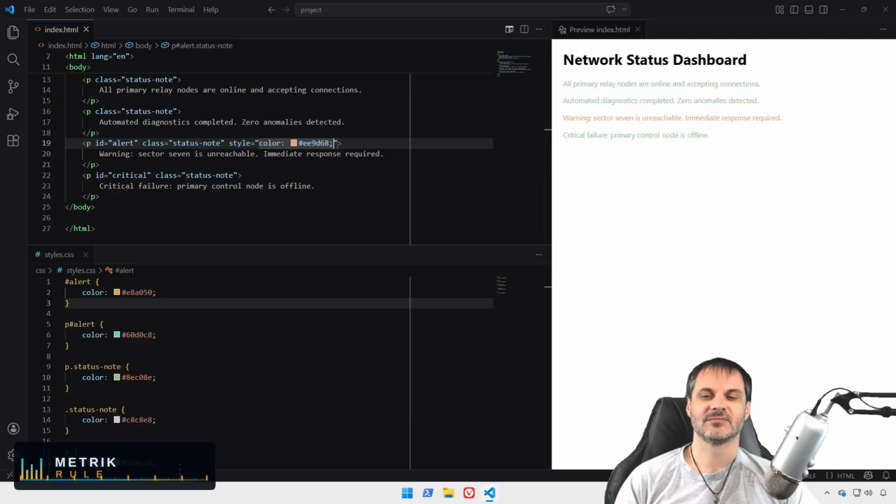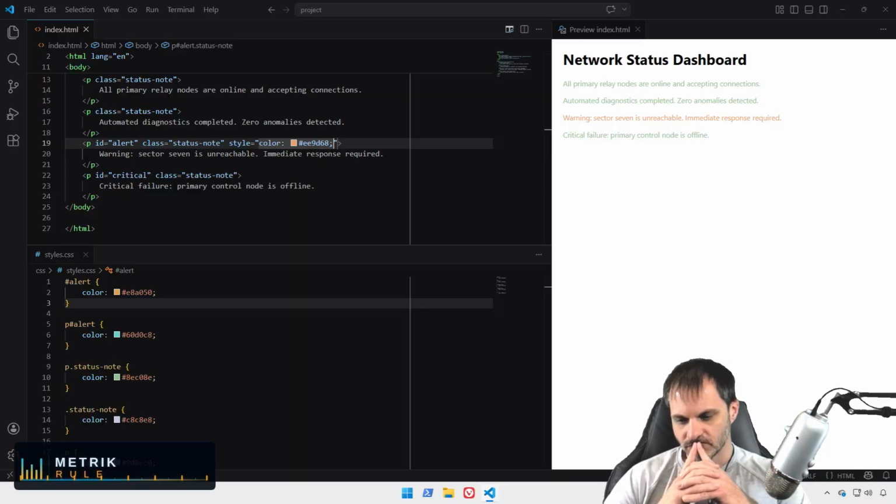Okay, so now I am going to see if I can describe the full cascade algorithm from memory. There are origins. Inline styles are highest in normal flow. There are selector scores in 3 slots, IDs in the first, classes and pseudo-classes and attribute selectors in the second, types and pseudo-elements in the third. Source order is the tiebreaker.